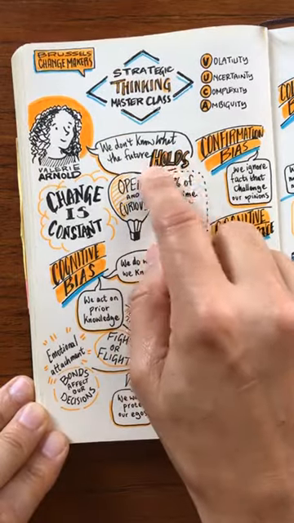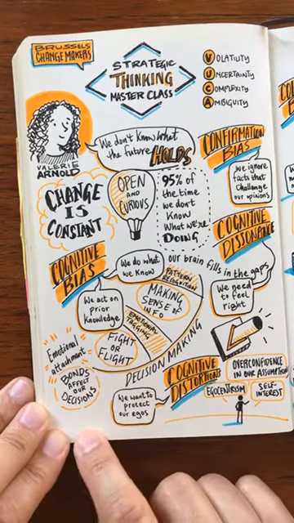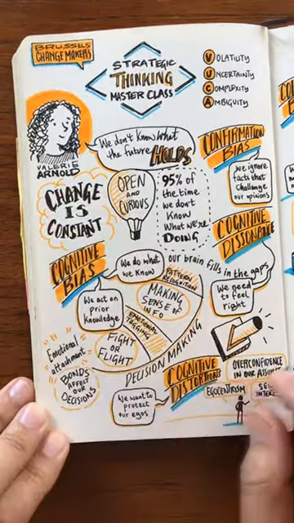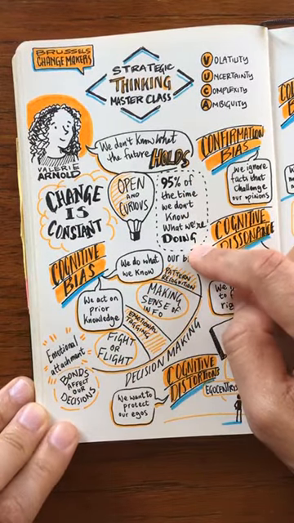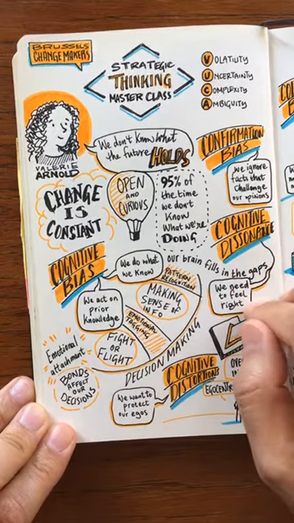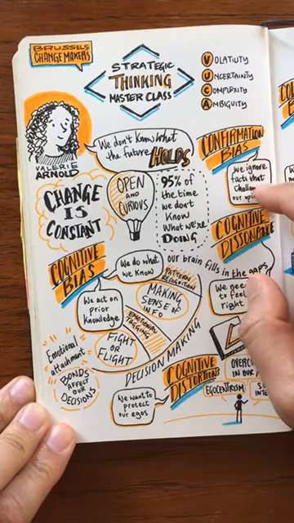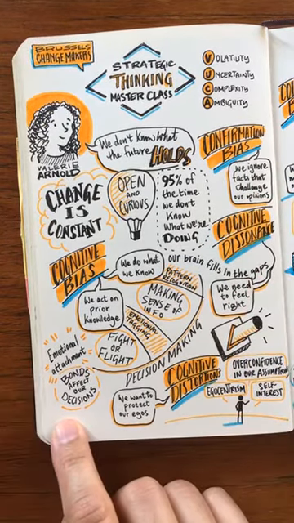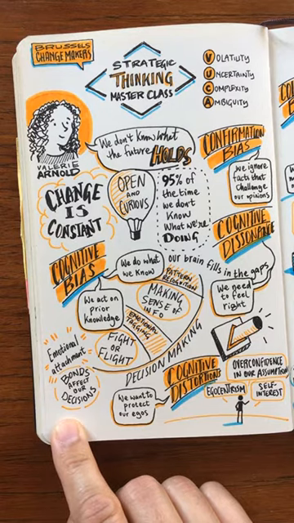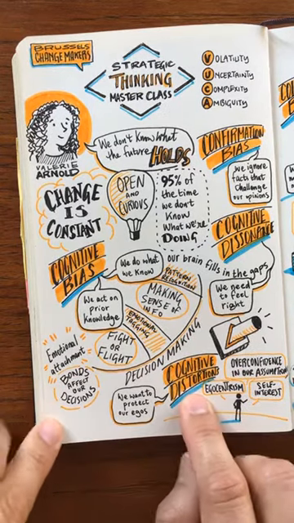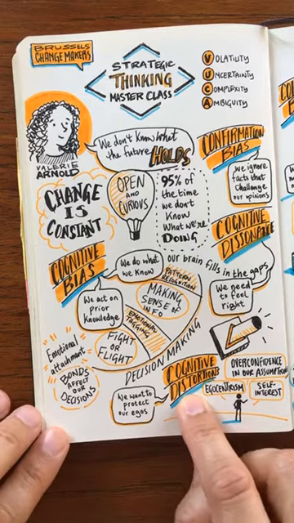We don't know what the future holds. Again, change is constant. That was the buzzword at the time. 95% of the time, we don't know what we're doing. Okay. Confirmation bias. We ignore facts that challenge our opinions. So here she was sharing, obviously, various cognitive biases, cognitive distortions. Great stuff to keep in mind.